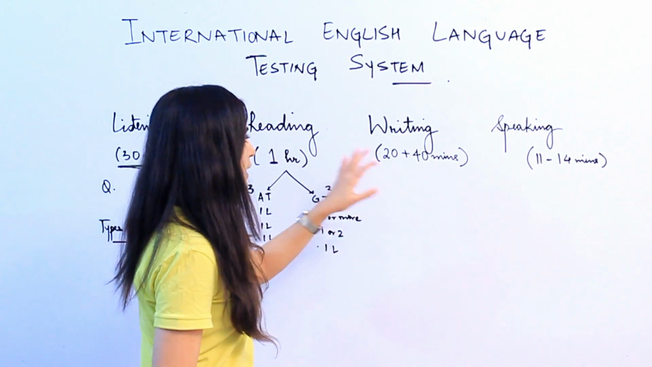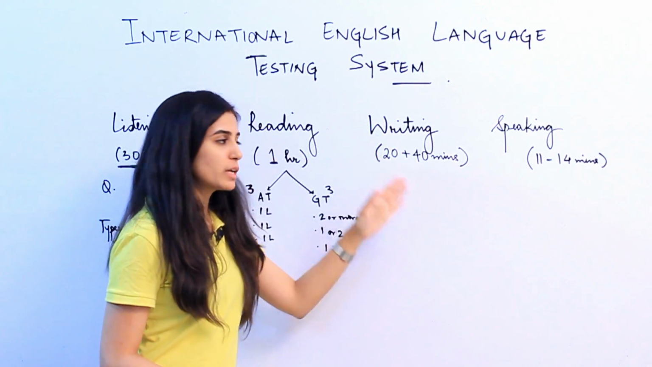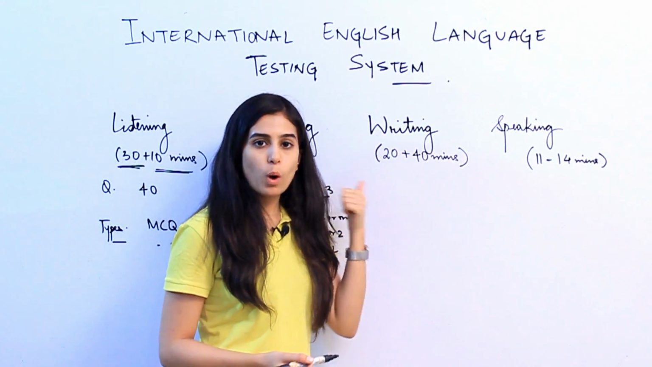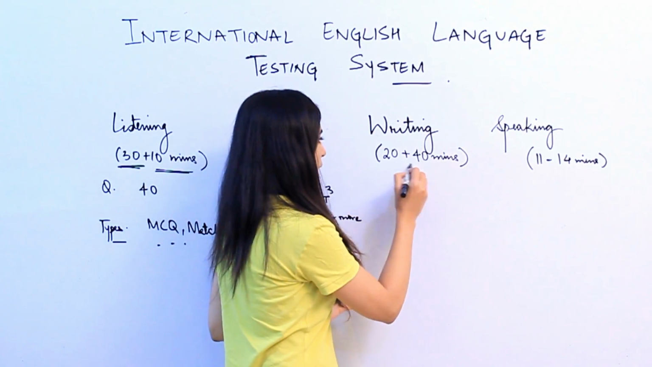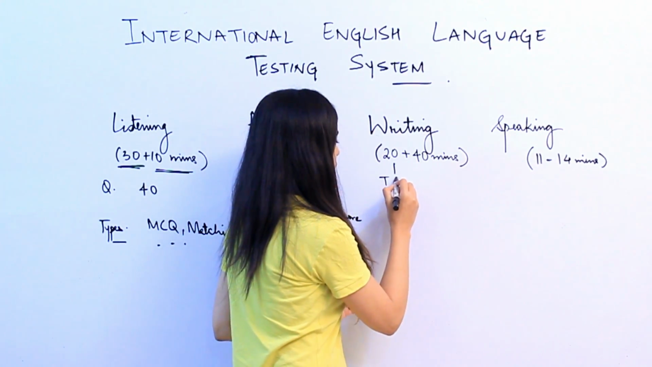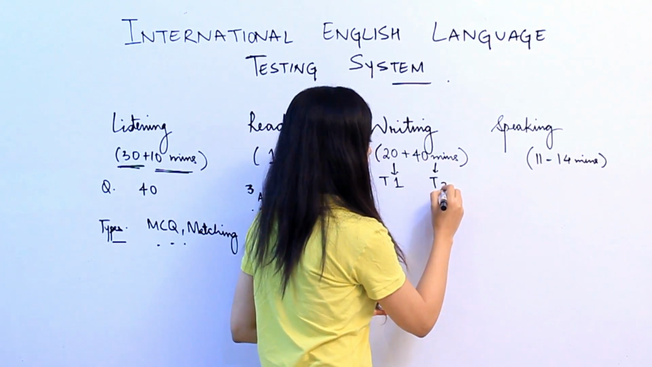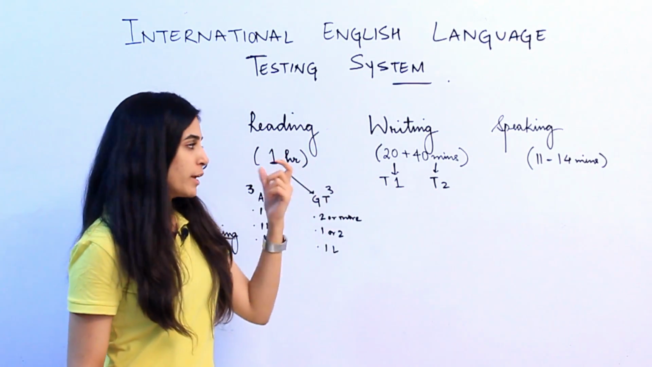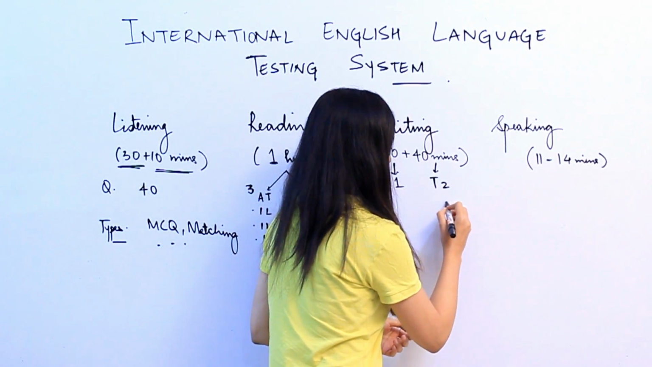Coming to the writing, the very next after the reading ends, you start with your writing. Writing is yet again for 1 hour, and the first 20 minutes is for task 1 and the next 40 minutes is for task 2. There is a slight difference here again. The task 2 for GT and academic is the same, that's the essay.